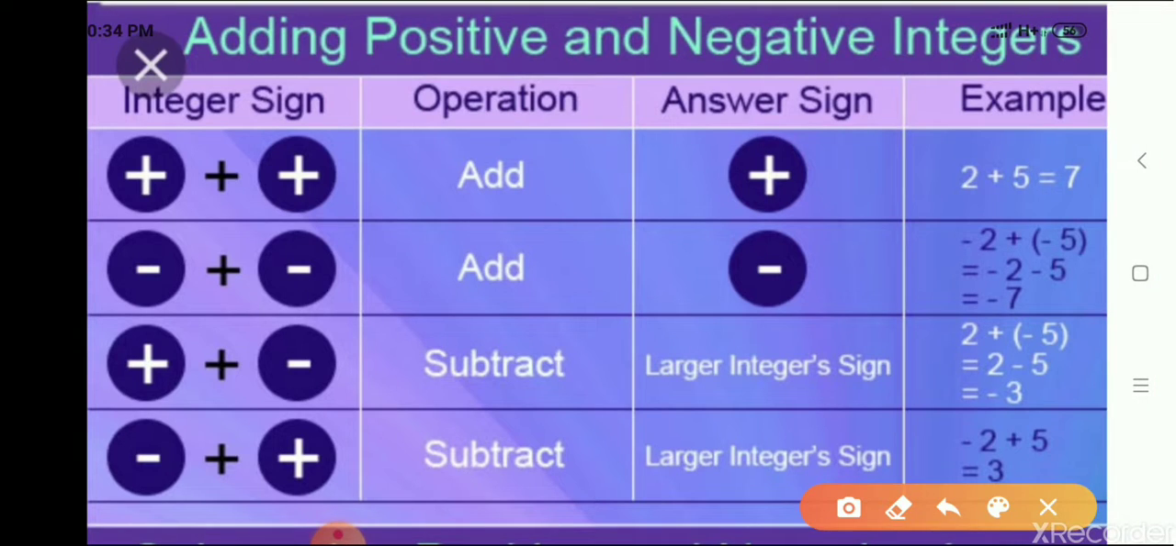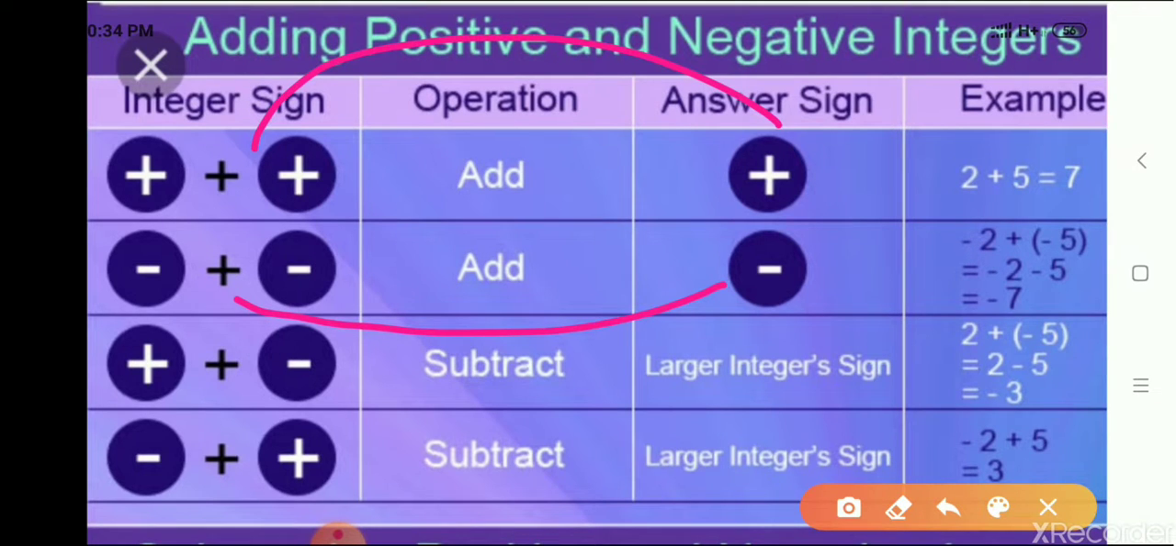So, if we are given two integers having the same sign, then we have to add both the integers. Okay, if both are positive or both are negative. Okay, in both the cases we will add both the integers and the resultant sign will be positive in case of two positive integers, and it will be negative in case of two negative integers. Okay, so let us see the example.